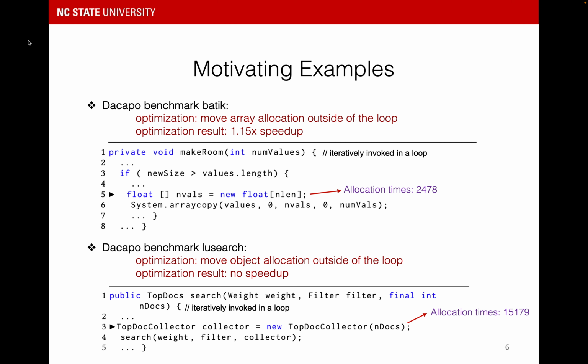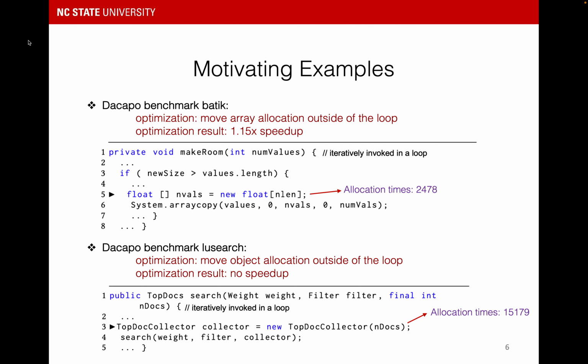So these two examples reveal that basing the optimization only on allocation frequency does not necessarily have performance benefits. This motivates the need for additional locality metrics.